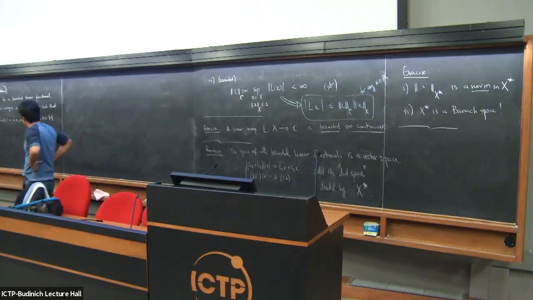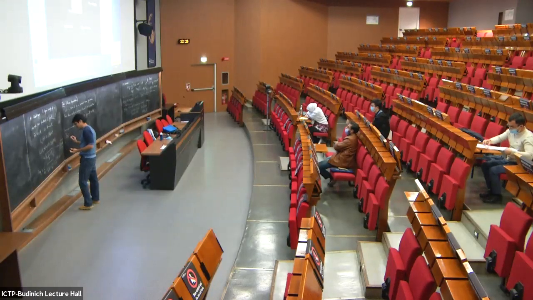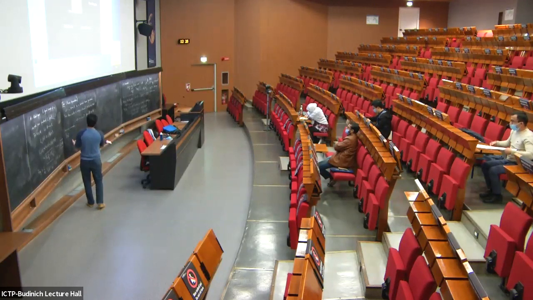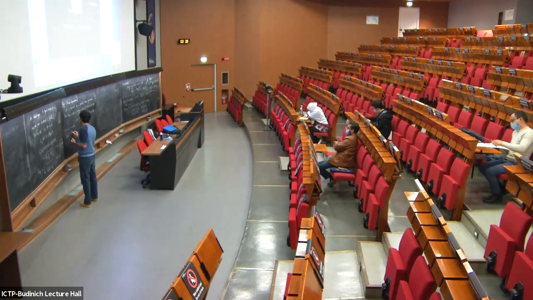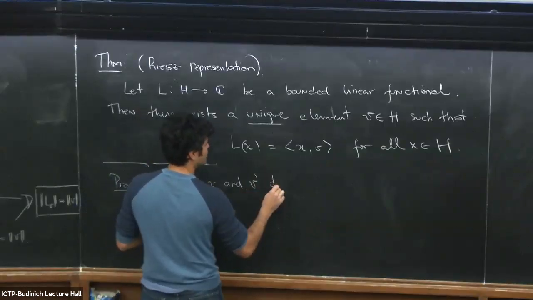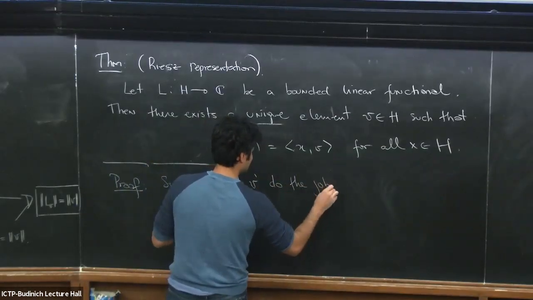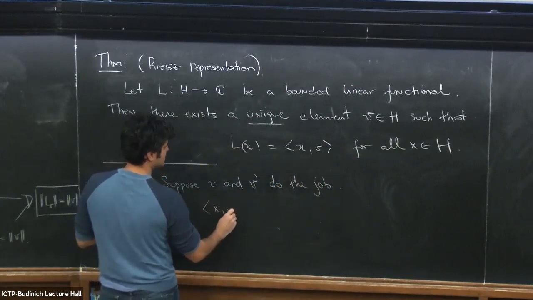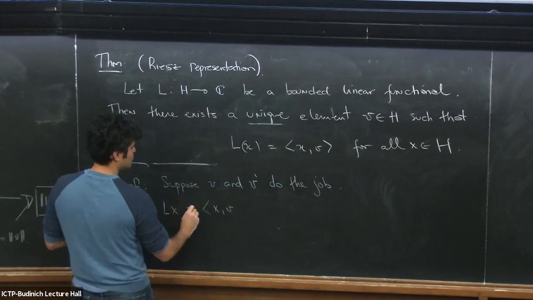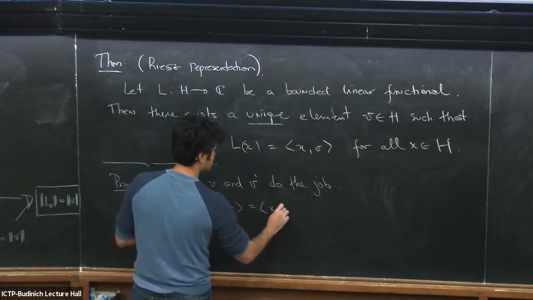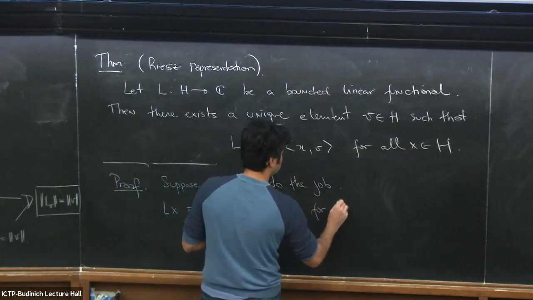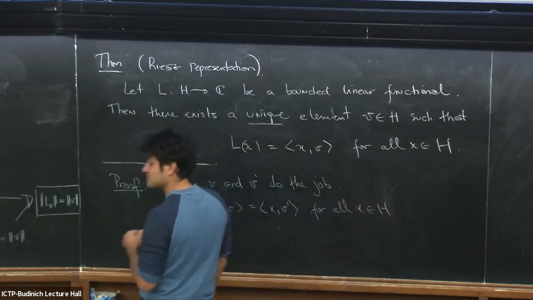Let's see. Okay, so the easy part of the proof, let's prove this and conclude today. The easy part of the proof is to prove the uniqueness. Okay, suppose you have two. Suppose V and V prime do the job. This means that L of X, which is X scalar V, will be equal to X scalar V prime for all X in your Hilbert space H.